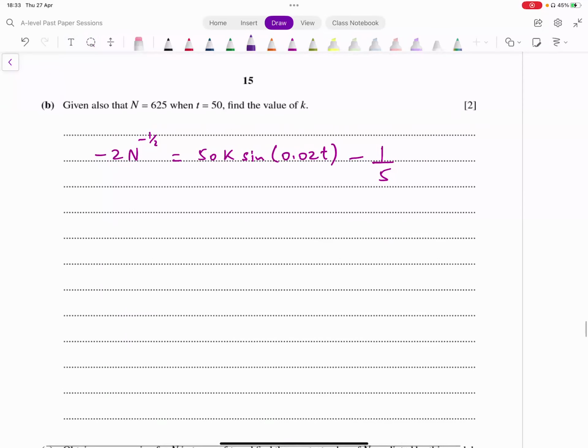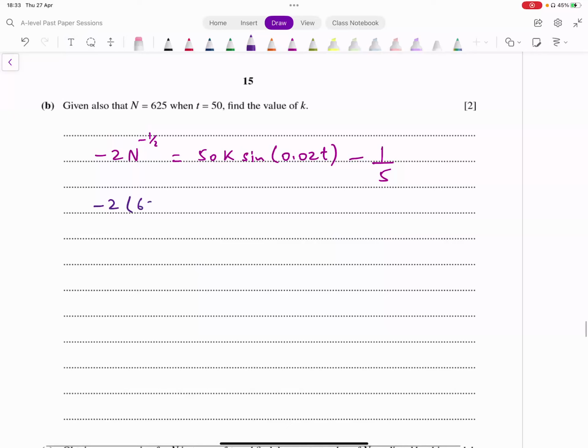n is 625, so it gives you -2 into 625 power -1/2. On the other side, you have 50 into k into sine of 0.02 times 50. Right? तो आप input कर दें, देखें क्या आता है, 0.02 into 50. I think that's going to give me 1. Yeah, so that's 1. So it becomes sine of 1 minus 1/5. यहाँ से आप k evaluate कर लें.